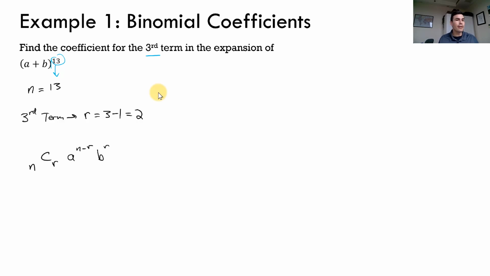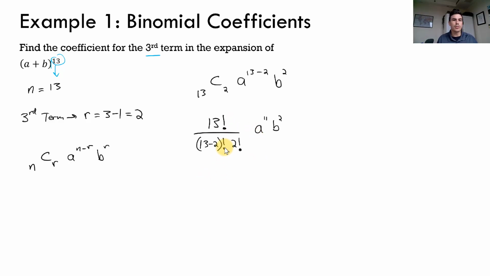So that's true for every single term. Okay, so my n again is 13, so I've got 13 choose 2, a to the 13 minus 2, b squared. Now we can expand out what this 13 choose 2 is, and a lot of times your calculator can do that as well, but we're going to go ahead and do it real quick here. So I've got 13 factorial over 13 minus 2 factorial times 2 factorial. 13 minus 2 simplifies to 11, and then b squared.